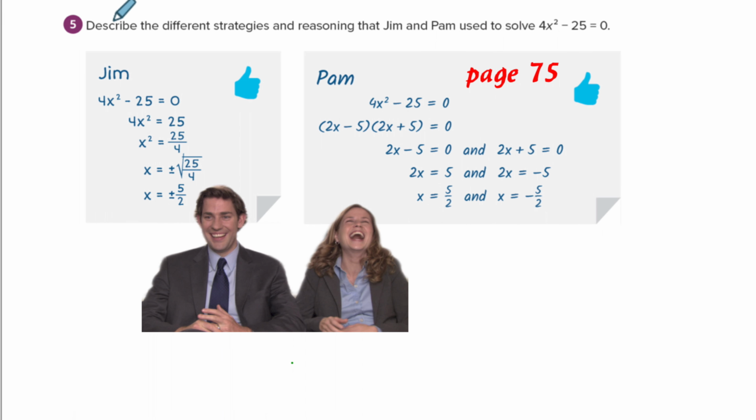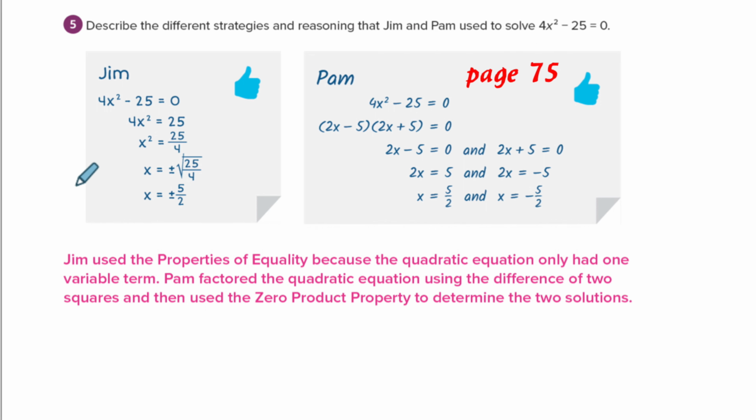So how did they use different strategies in number 5 to solve this? And we're going to write this down too. But you can see that Jim, what did he do? He used square roots, right? He divided by 4 and then took a square root. Didn't forget the plus or minus, so that's cool for Jim. But Pam factored it using the zero product property. So we want to make sure we write that down. Jim using the properties of equality or opposite operations, and Pam using factoring with the zero product property. And that's it. That's where our focus is going to be today, just on these 2 methods.